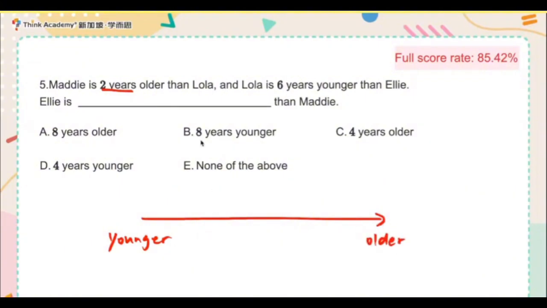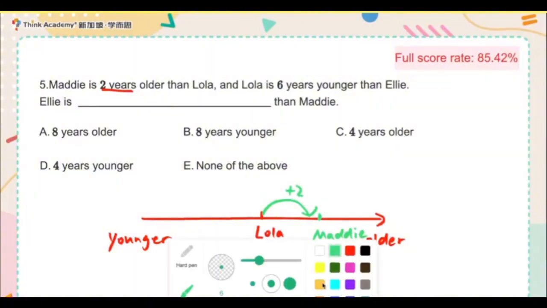So let's see step by step. So firstly, we can see Maddie is 2 years older than Lola. Okay, so we know Maddie is older than Lola. So if this is Lola, where should Maddie be? Left or right? Here or here? Okay, where is Maddie? Yeah, this part should be Maddie, right? Okay, so we can see it's 2 years older. So we can label this part as 2 years older.